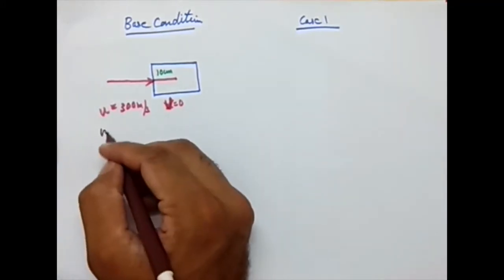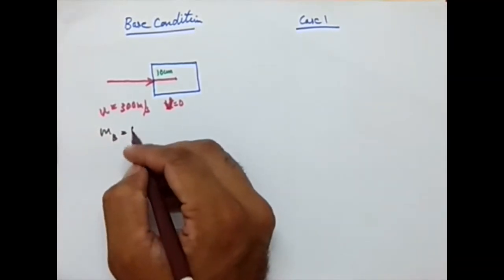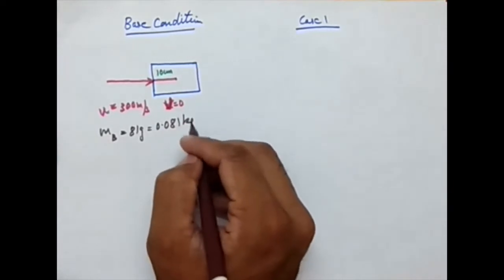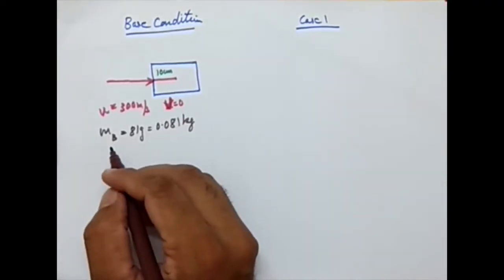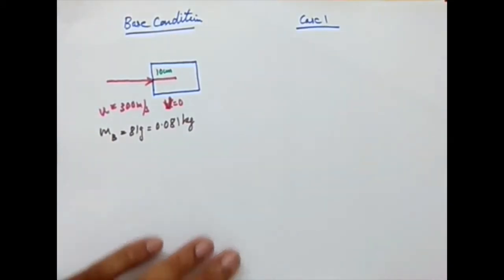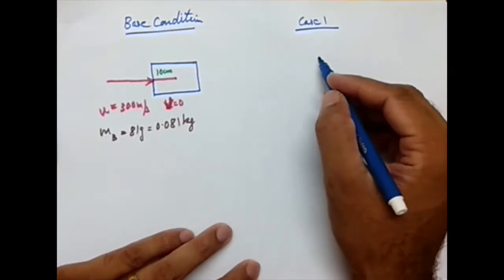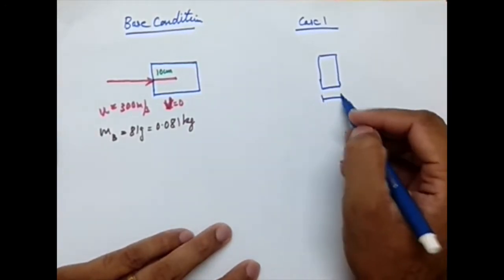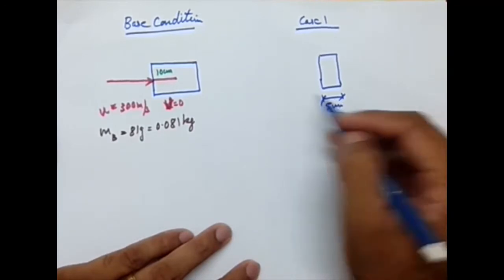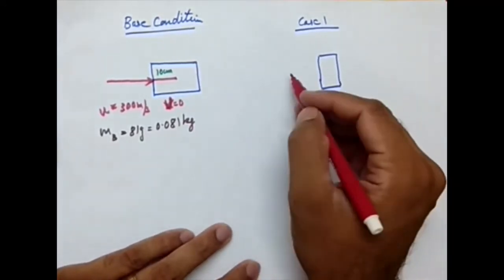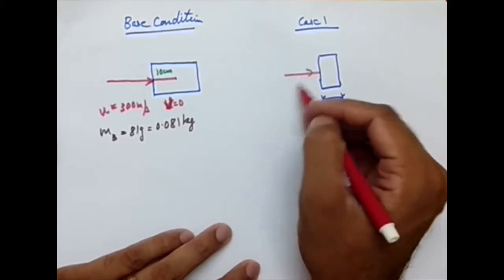One is the mass of the bullet is given as 81 gram, which is 0.081 kg. And in the second case, a block having 5 centimeter width is used, the same material, and the same bullet is fired from the same distance at the same velocity.